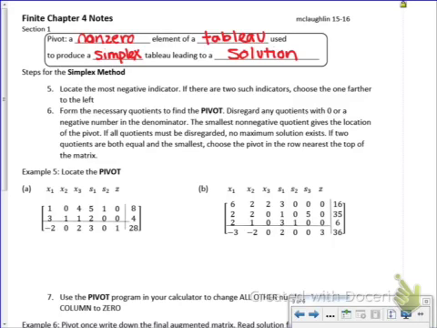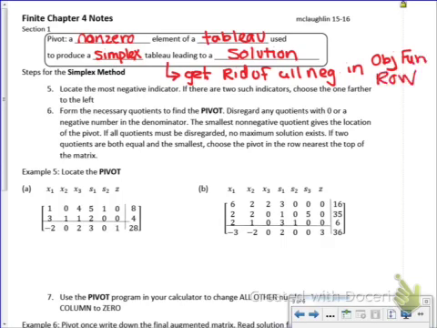Okay, and why that sounds so complicated is because the whole idea is that we use this pivot, this number, and we use the pivot program in our calculator to get rid of all negatives in the objective function row. OBJ, objective function row.